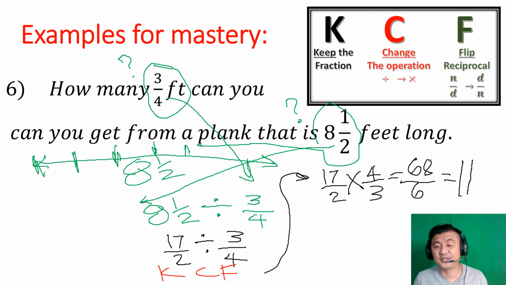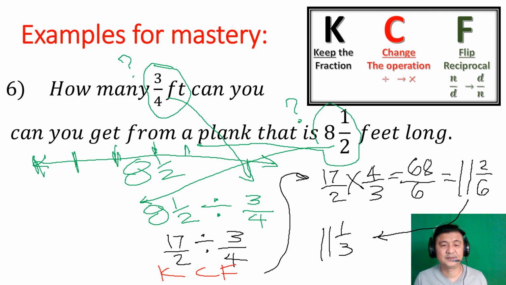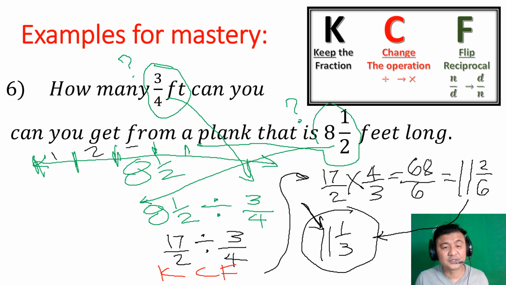And there's an extra of 2 over 6. But you still want to simplify that. So divide by 2, divide by 2, 11 and 1/3. So positive. So we're just dealing with that. How many small parts can you get? You can get about 11. 11 what? 3/4. 11 small parts and 1/3 of 3/4.